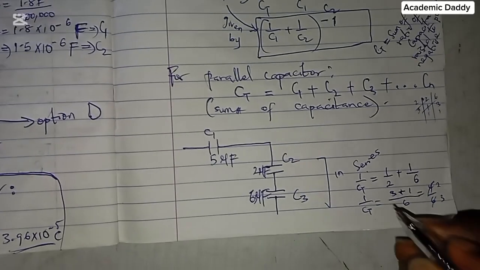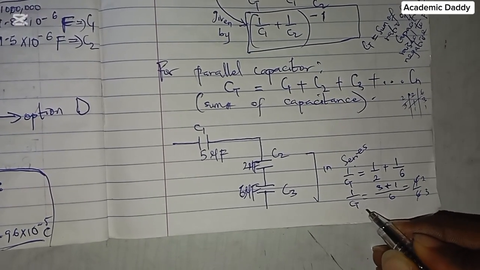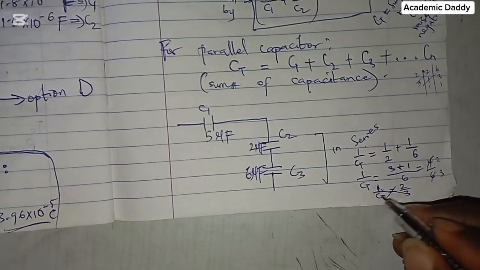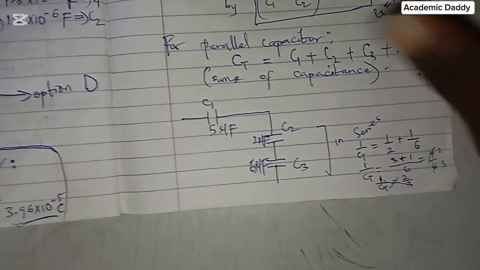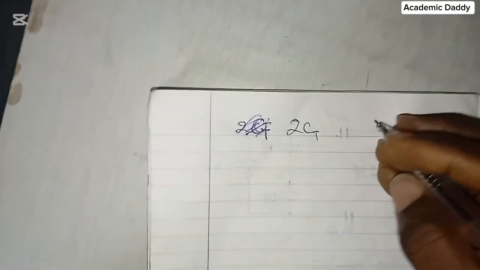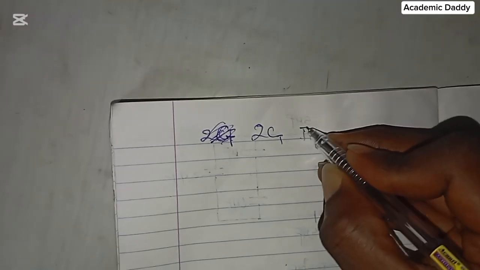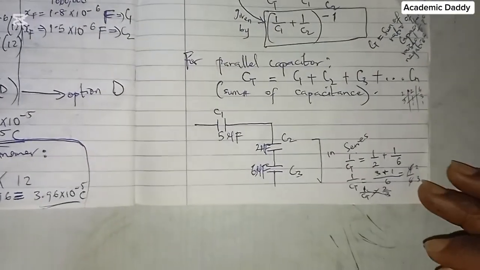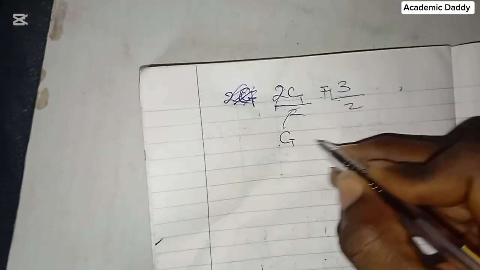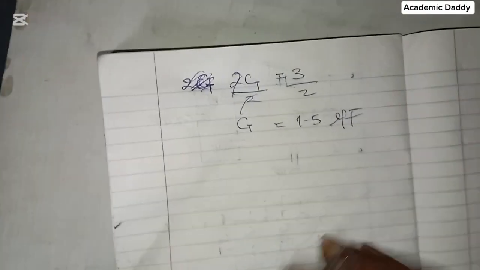By the time you check this out, you see that this is going to be 1 over CT equals 2 over 3. So that CT comes to 2 CT equals 3. The T here is for showing you the capacitance, that is total capacitance. So you now divide both sides by 2. So the total capacitance here is simply 1.5 microfarad.